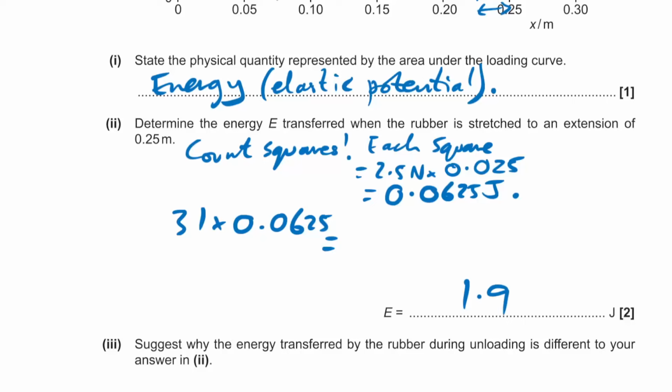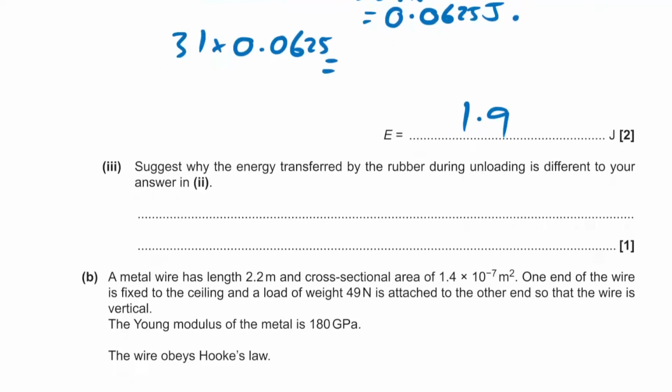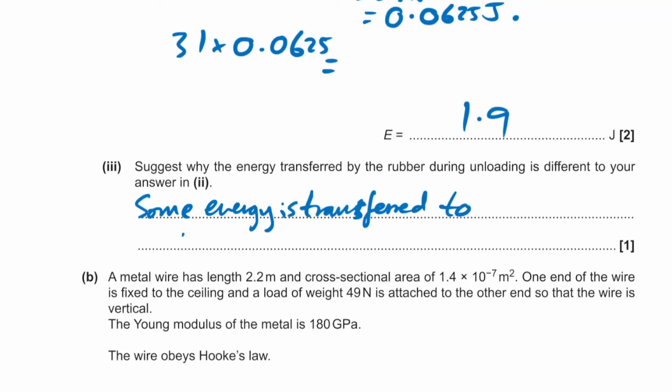So yeah, I guess if little squares are taking too long, big squares are too inaccurate, then go for half squares instead. Good compromise. Suggest why the energy transfer by the rubber during unloading is different to your answer. It's because some energy is transferred to the surroundings as heat.